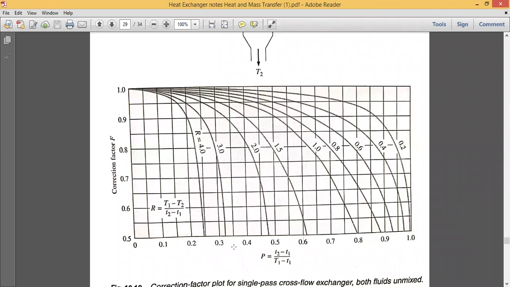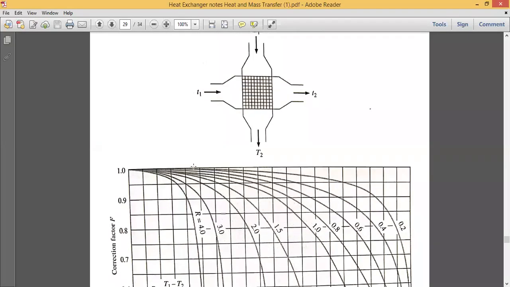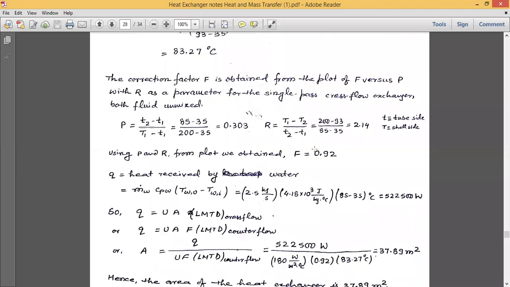The point where this vertical line and this curve cut, you have to mark, and draw a horizontal line. Wherever it cuts, that value is given as the correction factor. So by doing this, we got a correction factor F of 0.92. Simple, very easy. You can determine it by reading from the plot. So it is 0.92. Now we have determined the LMTD for counterflow as well as the correction factor.